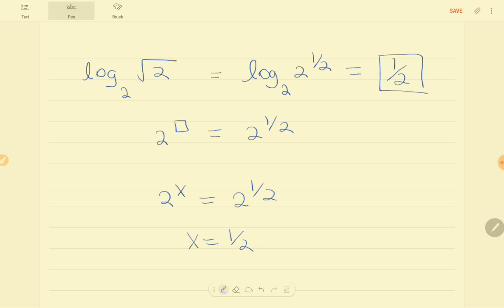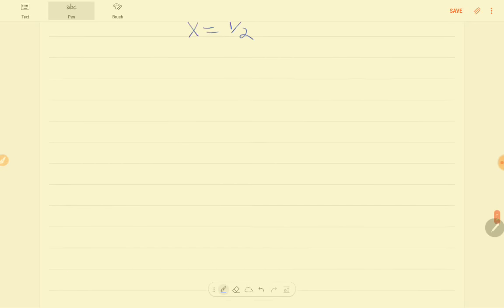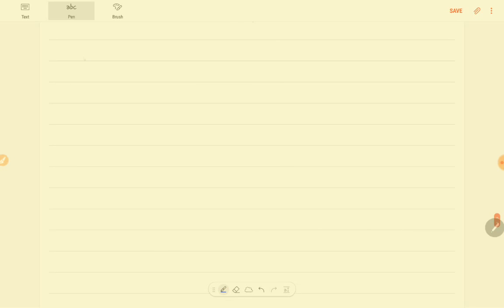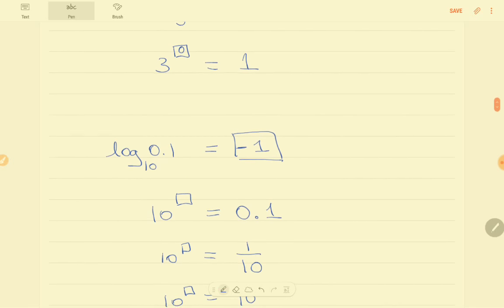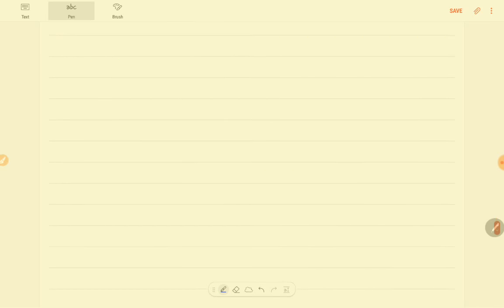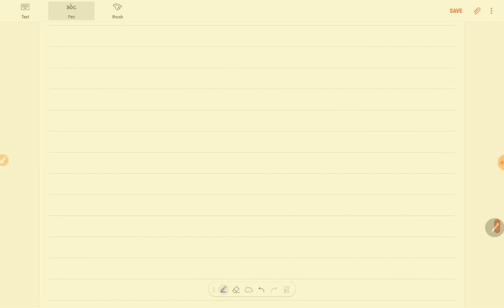All right, so I think that's enough examples on that objective. Let's now look at the objective to write a statement from exponential form, change it into logarithmic form. So we've been doing this already, but before we were doing it in order to evaluate a logarithmic expression. Now we're going to do it just for the purpose of rewriting it in another format.